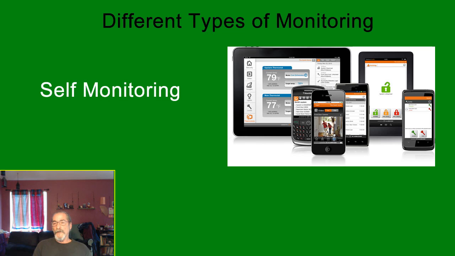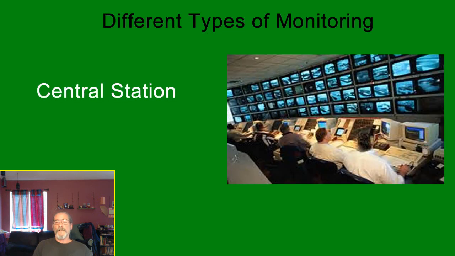This type of monitoring is less expensive. The problem with it is that most alarm companies don't want to offer this type of monitoring. They want to go with just the full monitoring with the central station, which is what I'm going to talk about next. The last but not least is central station.